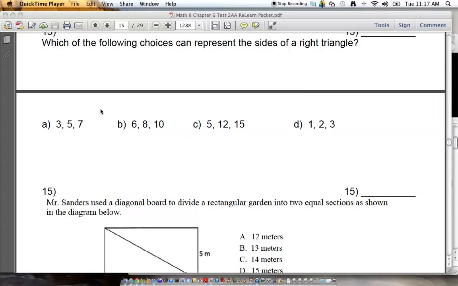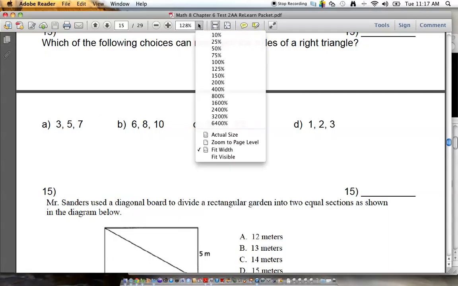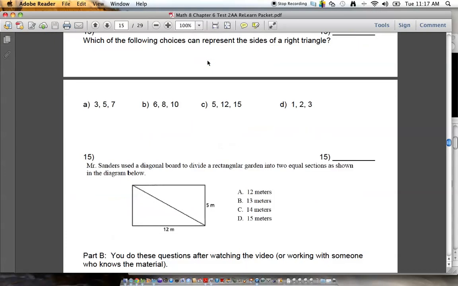Your attention, please. We're on to the third section now. Which of the following choices represent the sides of a right triangle? What do we always know is true in a right triangle? Pythagorean theorem, right? It does have a right angle. That's a very true statement. That's also true. But we want to make sure that the Pythagorean theorem works.